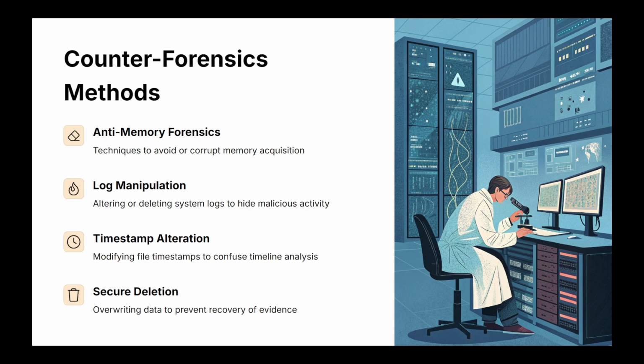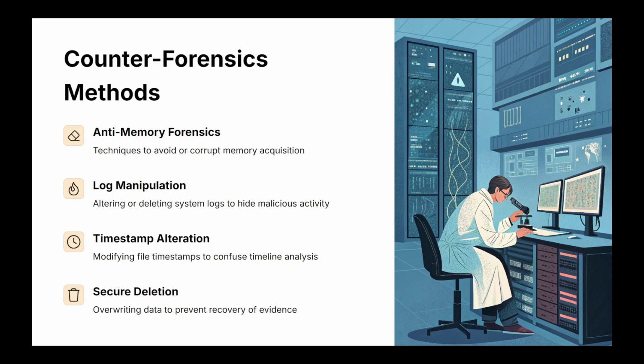Attackers use methods to corrupt or block memory acquisition tools, making it harder for investigators to extract volatile data like encryption keys, process lists, or running malware from RAM. Another is log manipulation. By altering or deleting system logs, attackers can erase records of their actions, such as logins, command execution, or file access, effectively covering their tracks and misleading incident response.